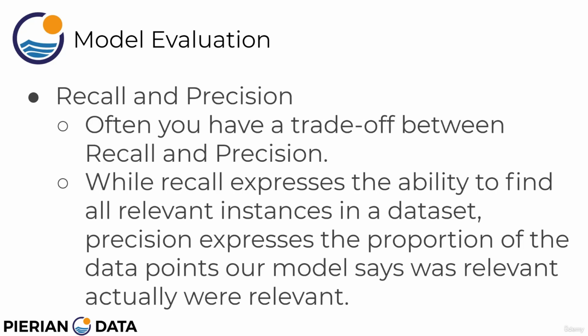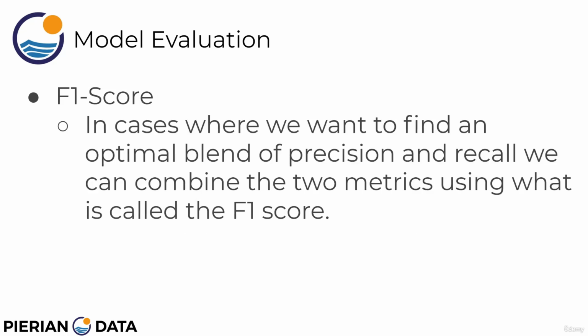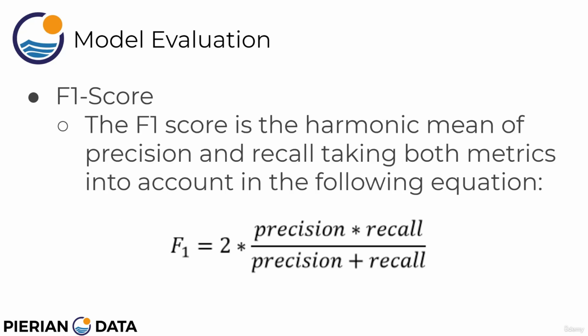Now, often you have a trade-off between recall and precision. While recall expresses the ability to find all the relevant instances in a dataset, precision expresses the proportion of the data points our model says were relevant that actually were relevant. And then F1 score is essentially a combination of these two. In cases where we want to find an optimal blend of precision and recall, we can combine the two metrics using what is known as the F1 score.